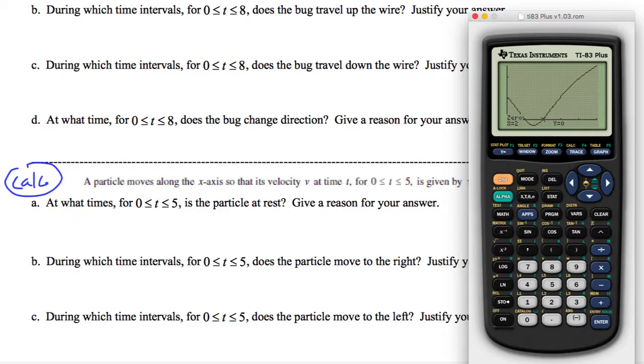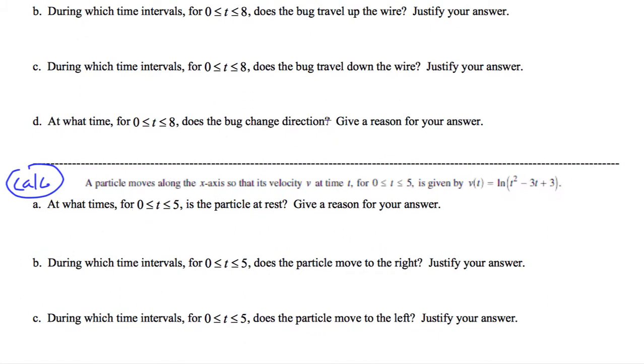So the answer for A, at what time is the particle at rest? It's at t equals 1 and t equals 2. And your reason, you have to have your reason, it's because velocity equals 0. All right. Any questions? All right. That concludes the lesson.